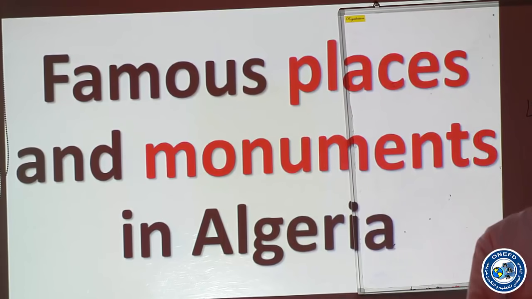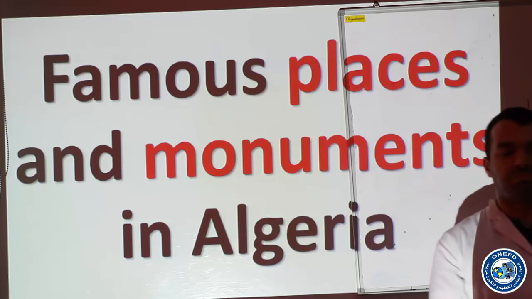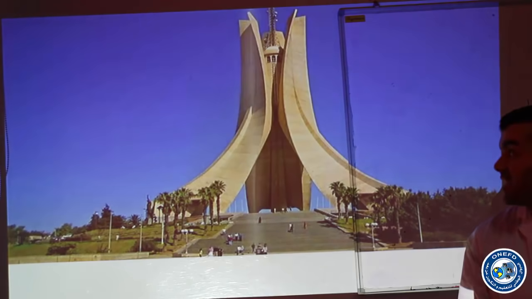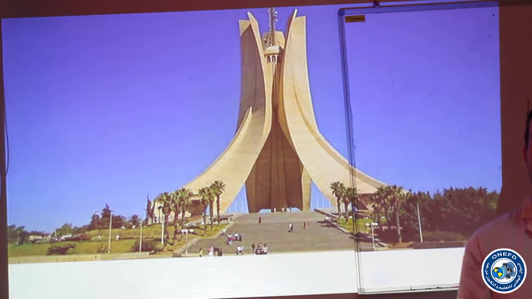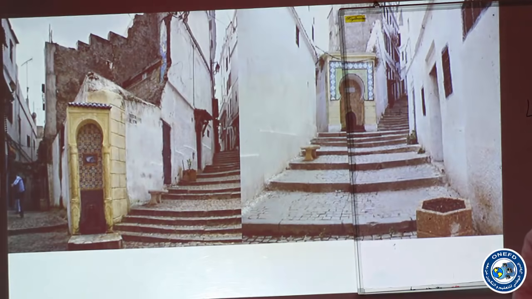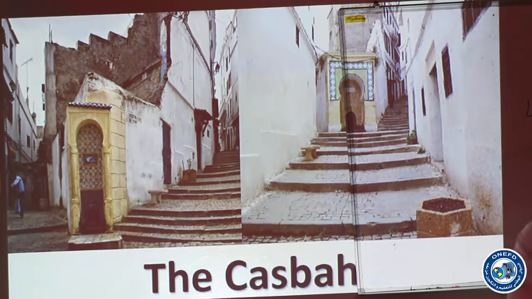Okay, now let's move on to see the most famous places and monuments in Algeria. Let's start with the first monument. What do we call it? It is Martyrs Memorial or Maqam Echahid. Second picture. Can you guess this place? Yes, it is in Algiers. It is the Kasbah.